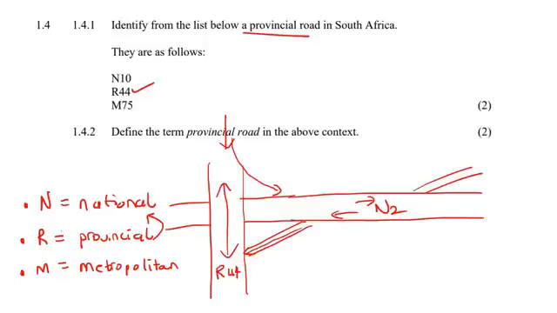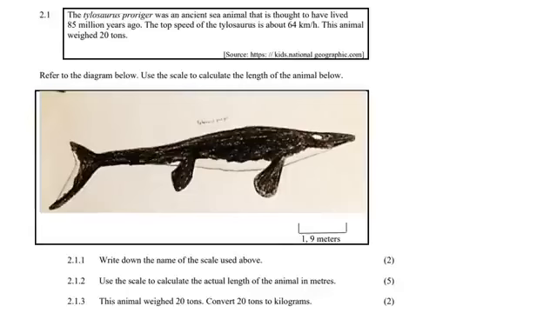So on the memo, they say that provincial roads act as feeders to national roads. The Tylosaurus was an ancient sea animal that is thought to have lived 85 million years ago. The top speed. Okay, none of this actually makes any sense. Not sense, but we don't need to know any of this nonsense. I mean, if you're interested, go ahead. But yeah, you'll see it's not going to really affect the questions.